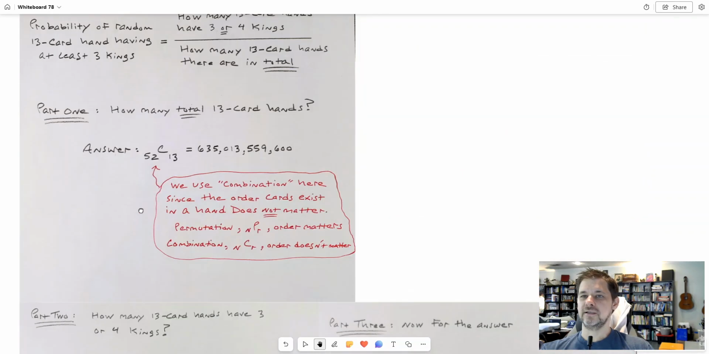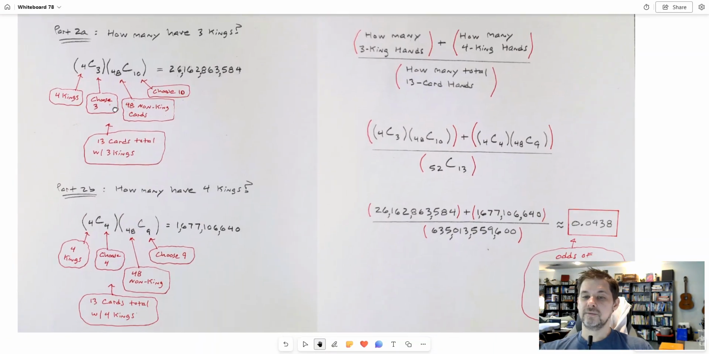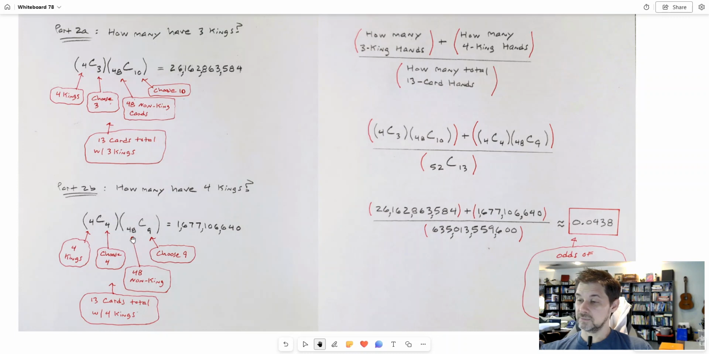What else did I need? I need to know how many 13 card hands have 3 kings or 4 kings. So how many have 4 kings? Now I can put this together in a similar way. If I'm going to put together a 13 card hand with 4 kings in it, then I have to choose 4 kings from the 4 that are available. And then I have to choose 9 other cards from the 48 non-king cards available. What's 9 and 4? Well, that's 13. That makes 13 cards. So these are done in sequence. I'm doing this and then I'm doing that. I multiply those possibilities and I get that colossal number. It's a big number.